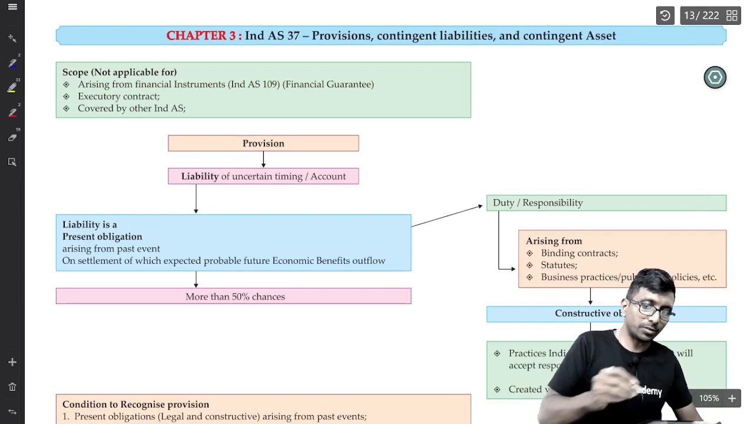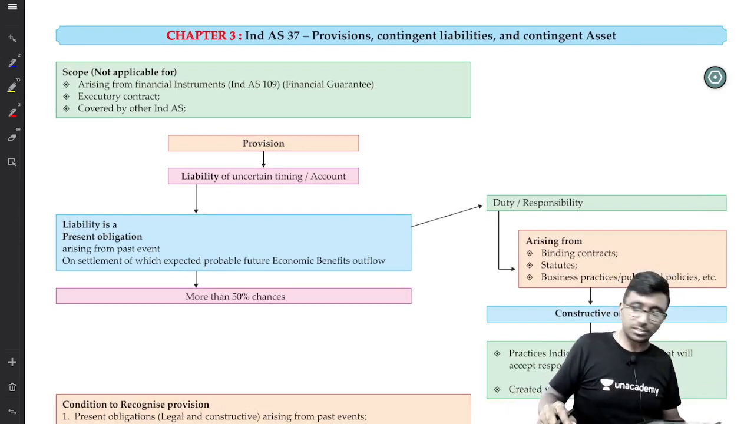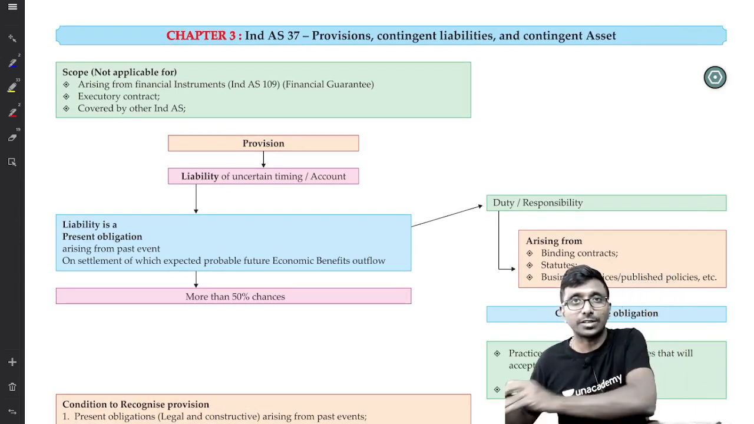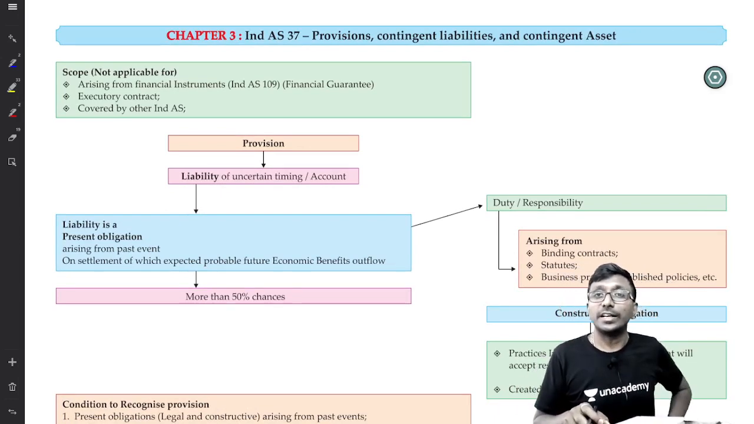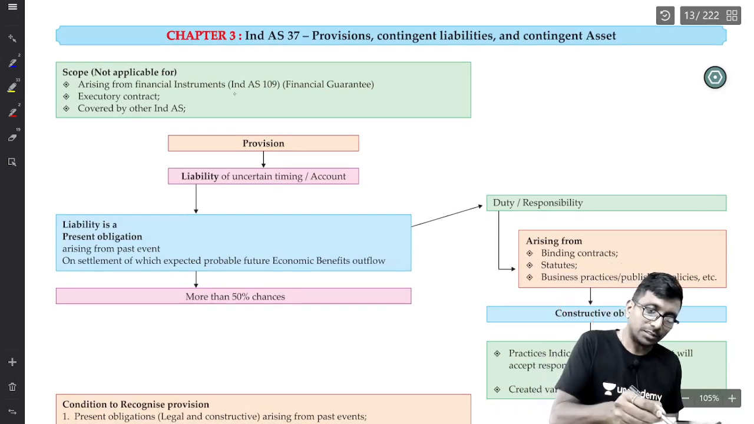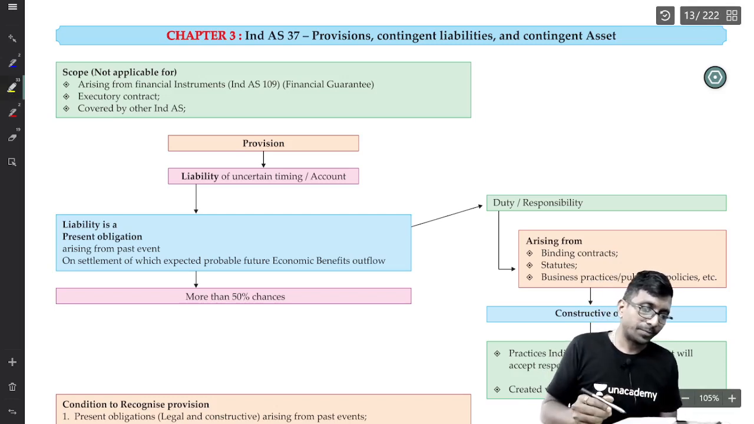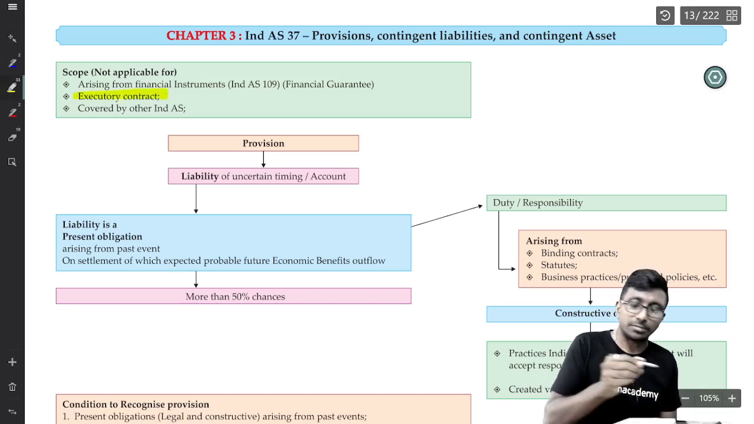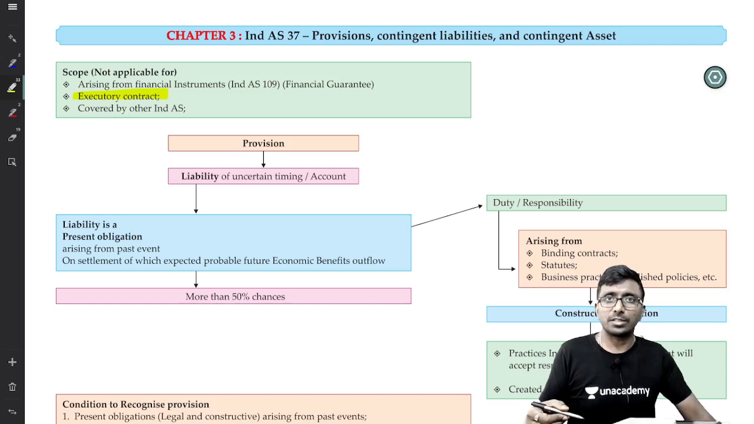Yeah, it is not applicable for financial instruments, because financial instruments are handled by Ind AS 109. Correct. That's why this is not applicable here. Next, executory contract. What do you mean by executory contract, my dear?